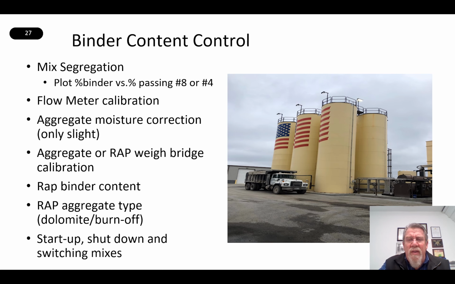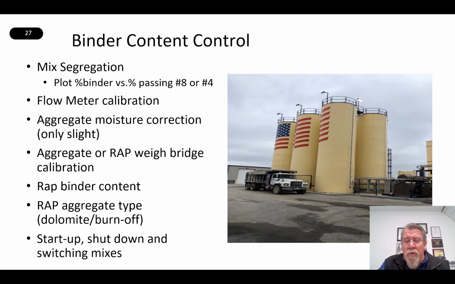This slide talks about binder content control and where to look. There's 7 different areas here I have on here. Mix segregation, this is plotting the binder content versus either a number 8 or number 4 sieve, whichever you prefer. And I've got a couple other slides that go into explaining these. Flow meter calibration. Make sure your meters that are feeding your binder into your plant are properly calibrated.